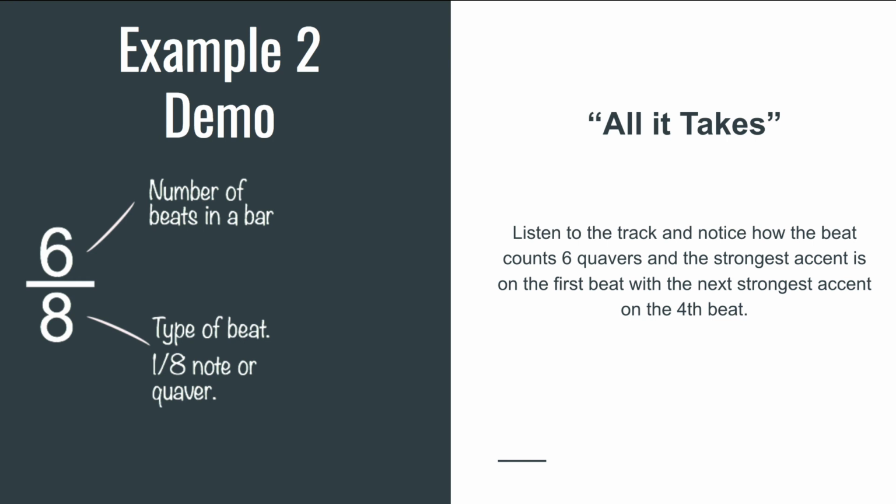We will now have a look at an example. This is example number 2 of 6/8. Now remember, this is 6 beats in the bar, and the type of beat is a 1/8 note or a quaver note. This is an arrangement called All It Takes on piano. Have a listen. You should be able to hear the 1, 2, 3, 4, 5, 6, 1, 2, 3, 4, 5, 6 on the piano as the piece goes through. Hope you enjoy.